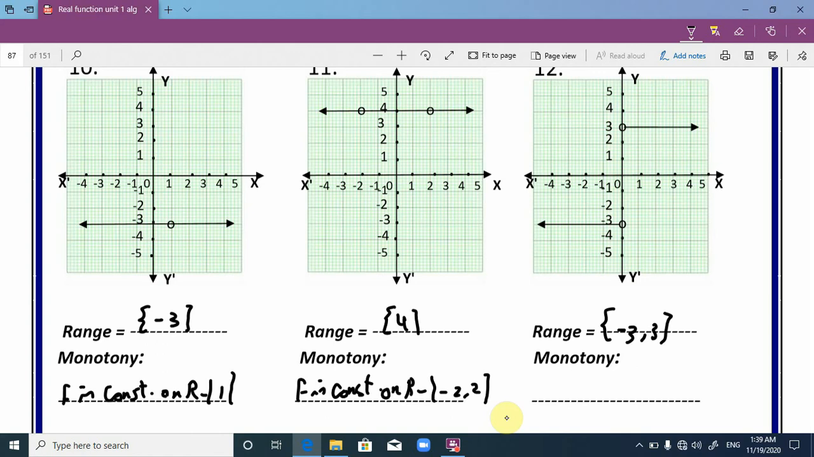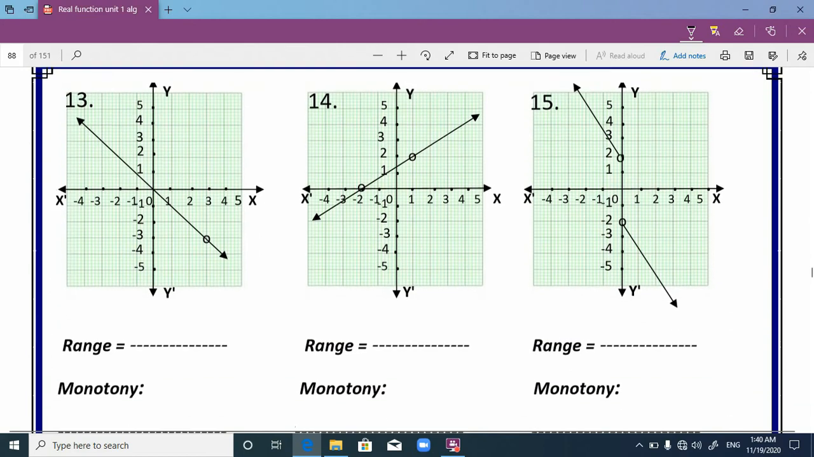Monotony, we have two intervals: from negative infinity to 0, f is constant. And from 0 open to infinity, f is constant. But we can't combine them all together because there is a gap between them.